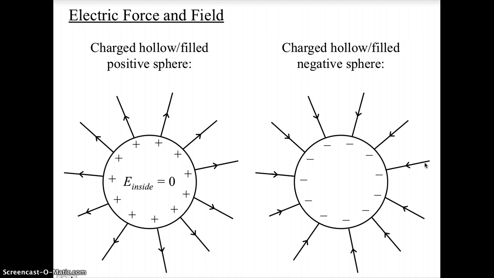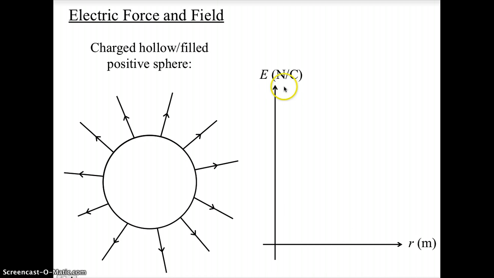And likewise for negative, there is no field inside. Now, imagine we want to plot the electric field strength as a function of r, the distance from the center of the sphere. Remember, r is measured from the center of the sphere. Well, here's the radius of this sphere. It's big R. So let's mark that point on the axis.